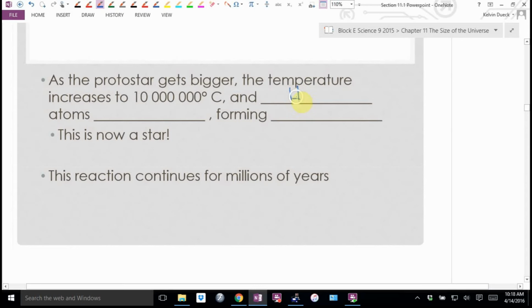And hydrogen atoms fuse, forming He. What's He? See this good review, by the way?